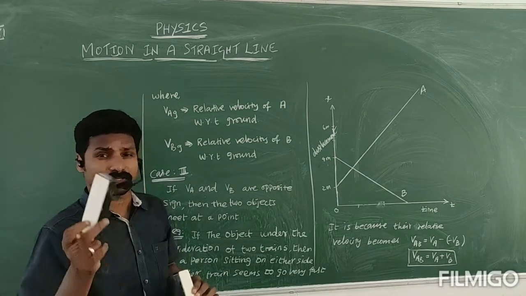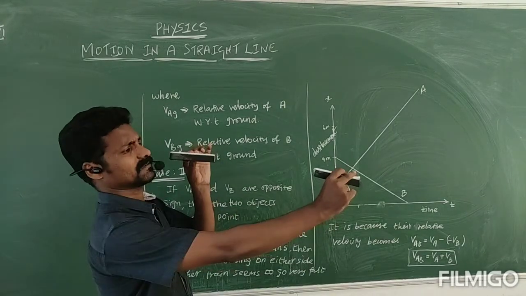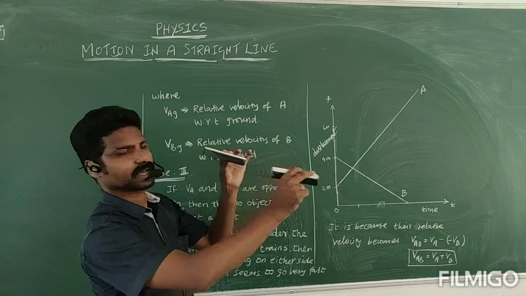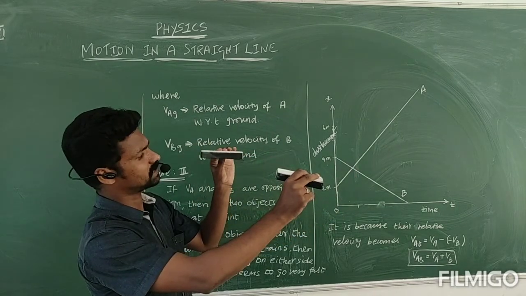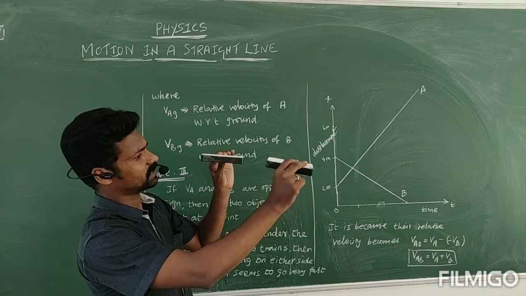Suppose the buses travel in opposite directions. Actually, this bus speed is 50, and this bus speed is 75.